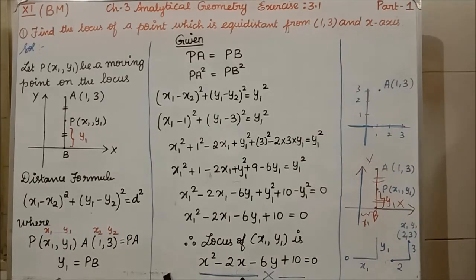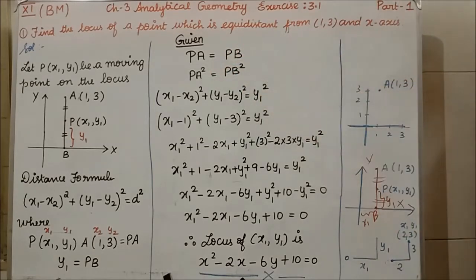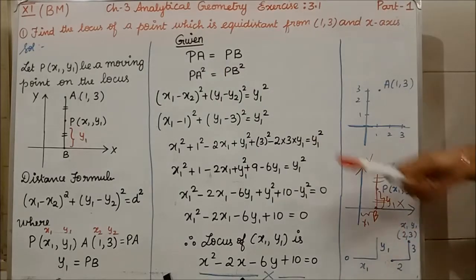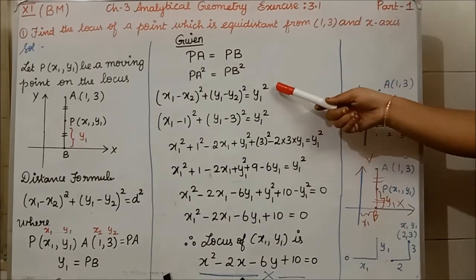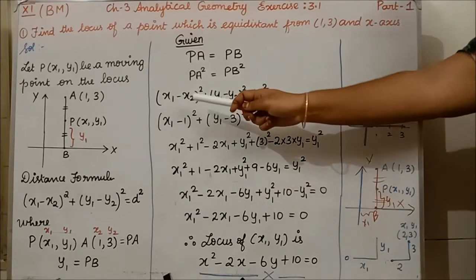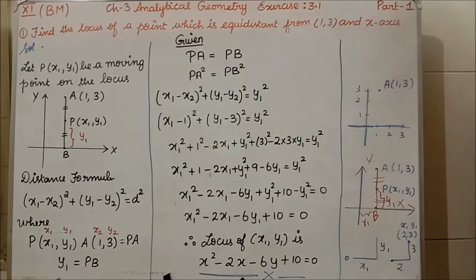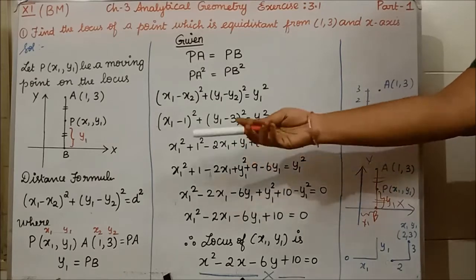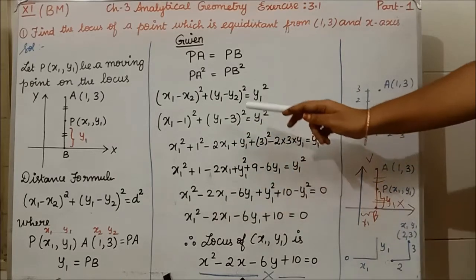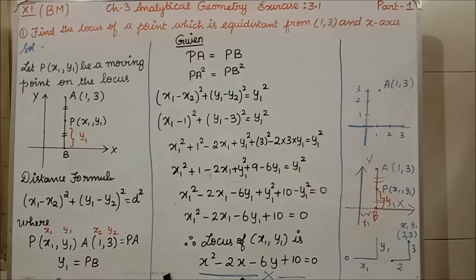Y1. Clear? Since we are applying the distance formula here, for this given I am writing the square. Okay, squaring on both sides. Now PB distance is what? Just y1 square. Clear? Now we'll see the solution. X1 minus x2, what have I written? 1. So minus 1 the whole square, plus y1 is what? Same y1 itself, minus y2 is what? 3, whole square is equal to y1 square. Clear?